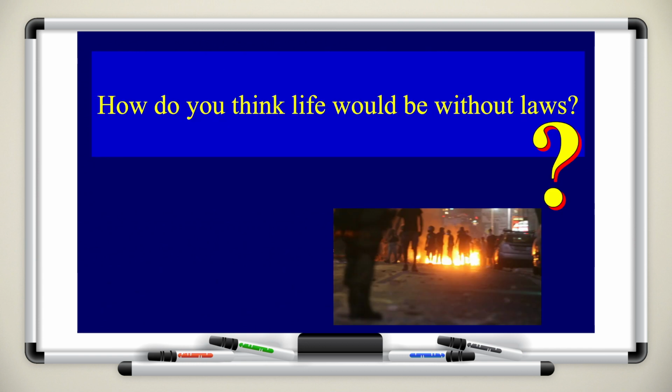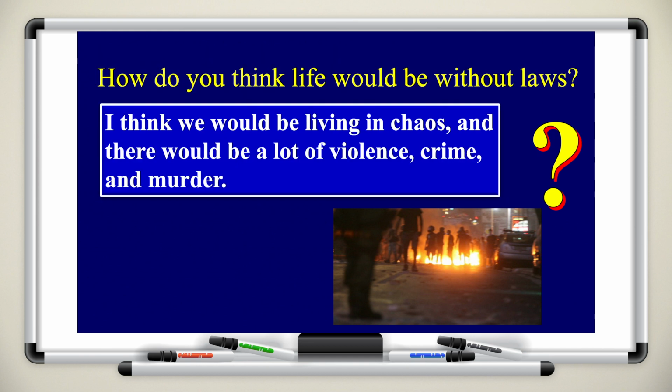Now, imagine this with me. How do you think life would be without law? Imagine life if you didn't have laws, if you didn't have rules. I think we would be living in chaos. There would be a lot of violence, crime, and murder. People will go around doing bad things, knowing no one will govern them, no one will control them.